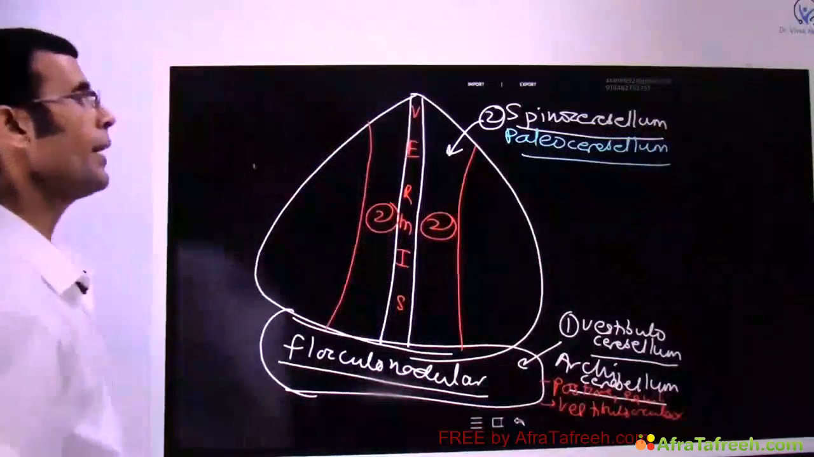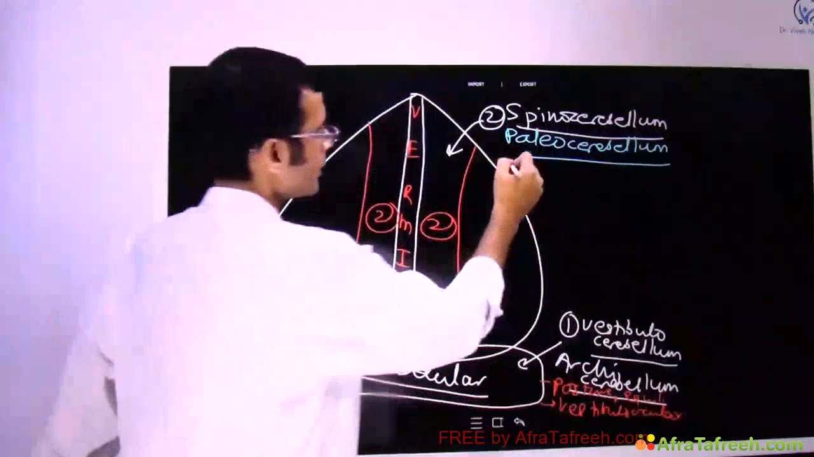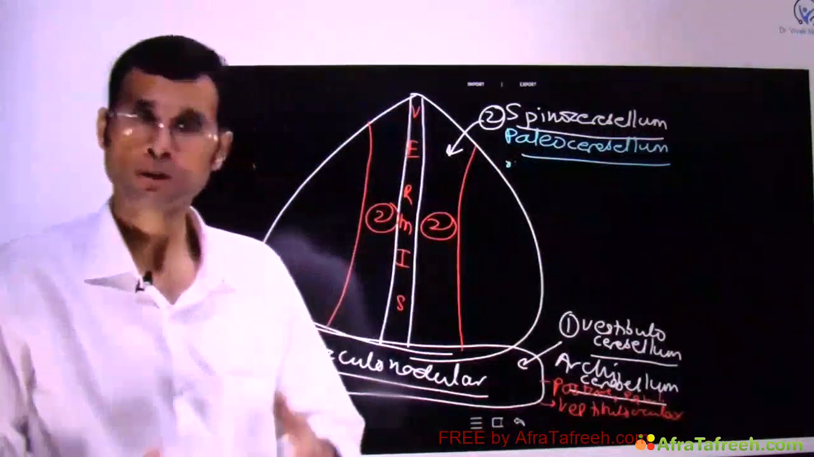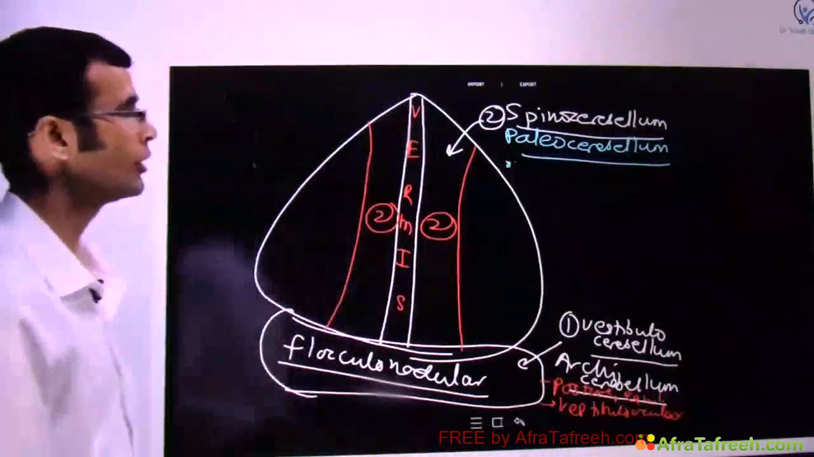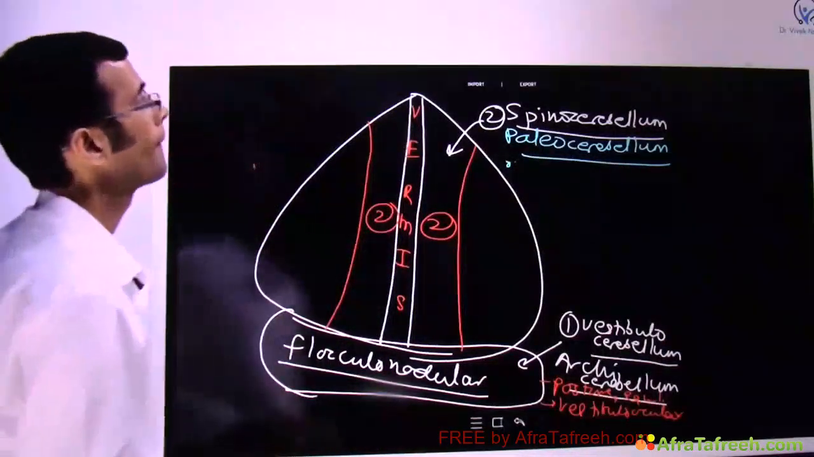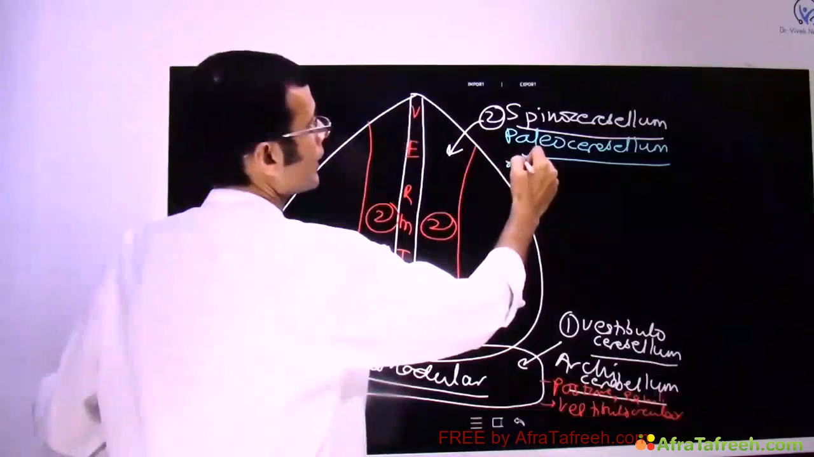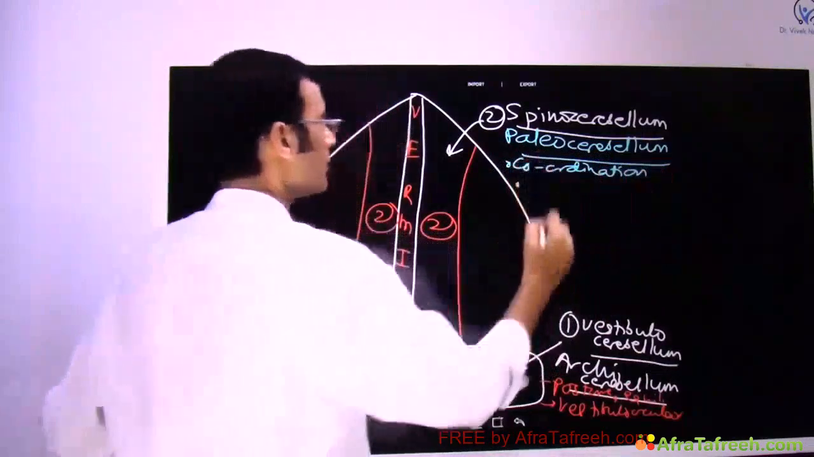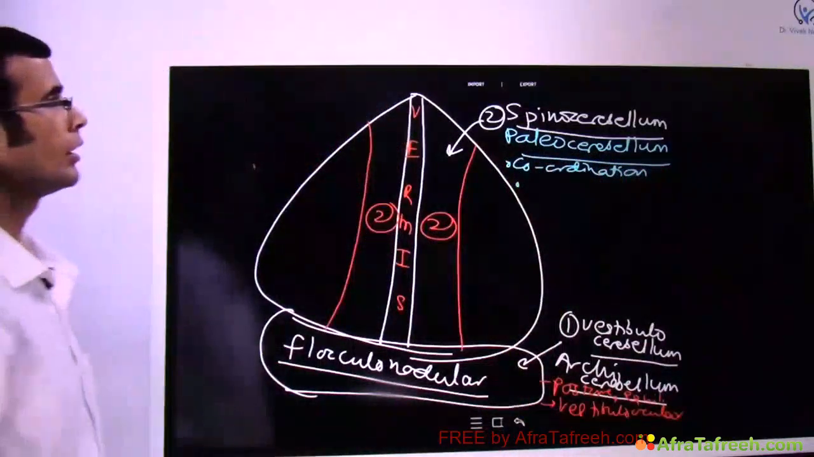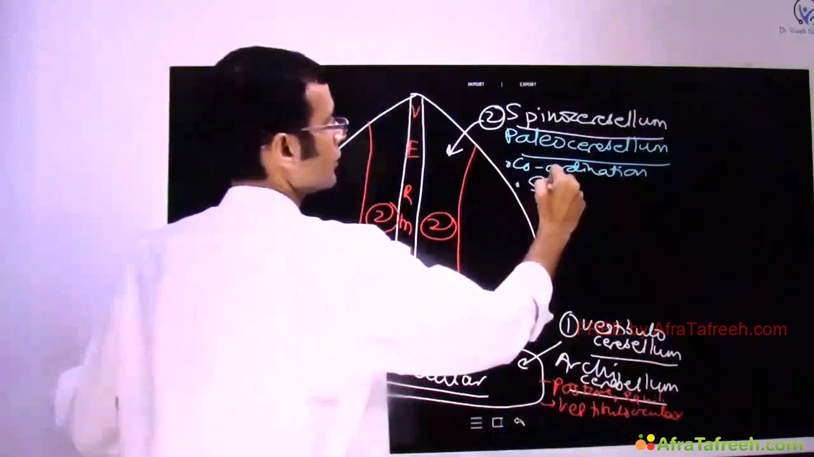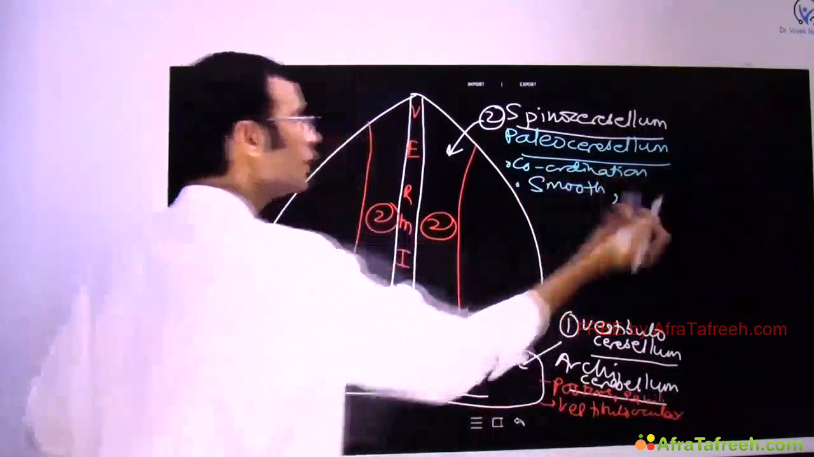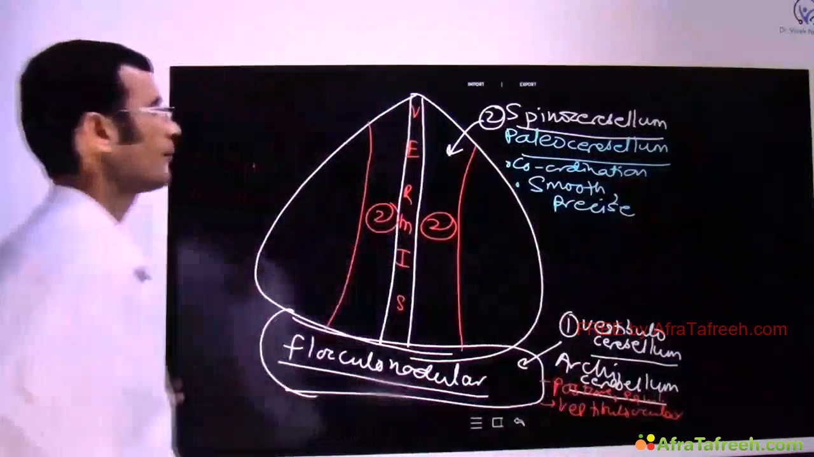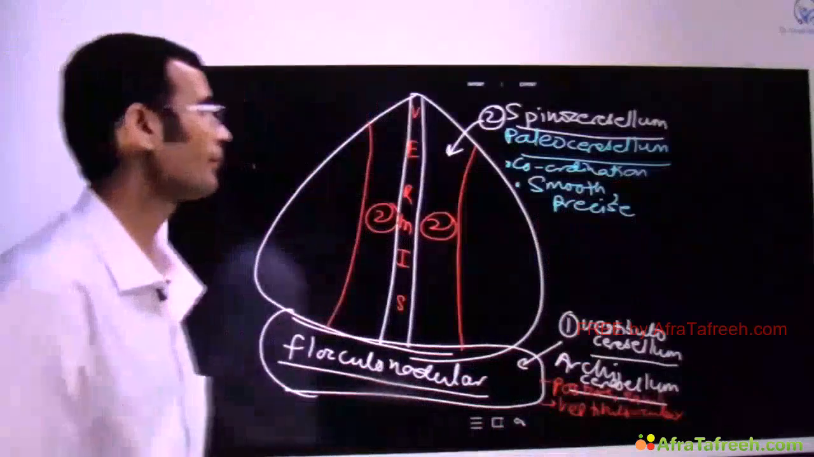What are the functions of paleocerebellum? It is connected with the spinal cord and thereby to the muscle via the spinal cord. So its functions would be: it coordinates between muscle groups, coordination between muscle groups, so that the movement is smooth. Smoothening of the movement. It makes the movement precise and well coordinated.